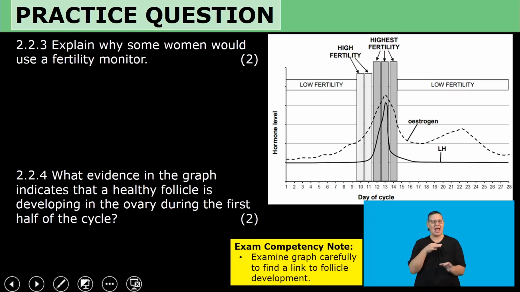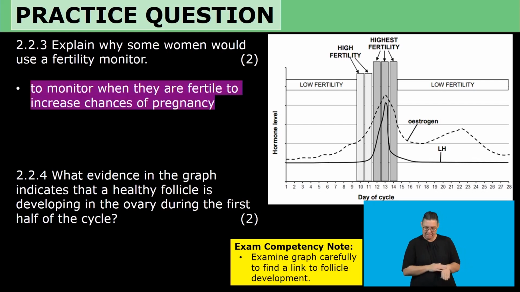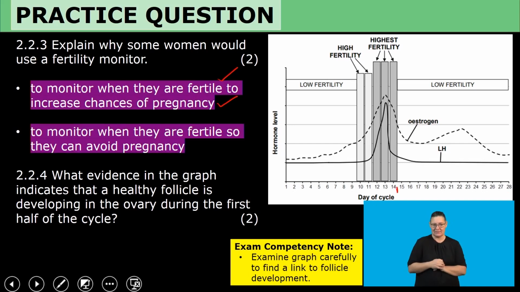2.2.3. Explain why some women would use fertility monitor for 2 marks. To monitor when they are fertile to increase chances of pregnancy. 2.2.4. What evidence in the graph indicates that a healthy follicle is developing in the ovary during the first half of the cycle? So you look at the first half of the cycle. This is 28 days. You look up to 14th day.